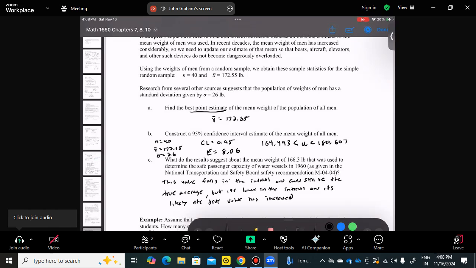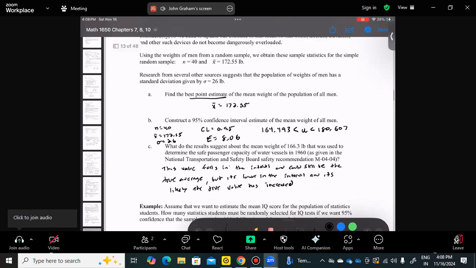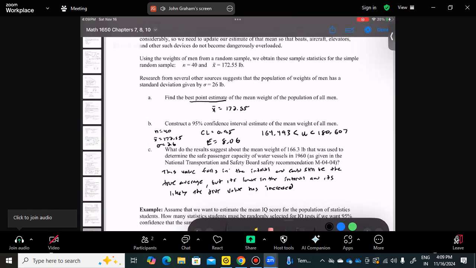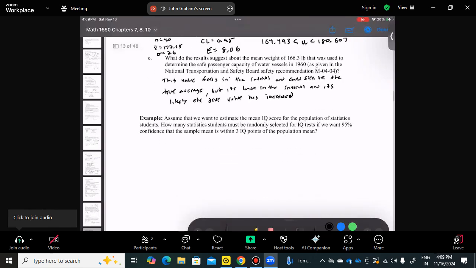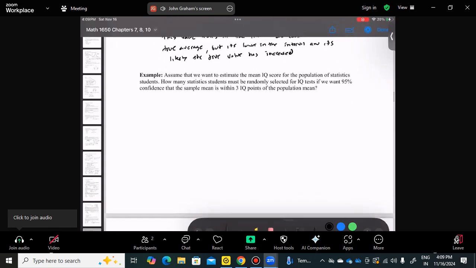It is especially likely since the 172.55 was higher than the 166.3. So there is slight evidence that the average weight has now increased. Maybe not by much.